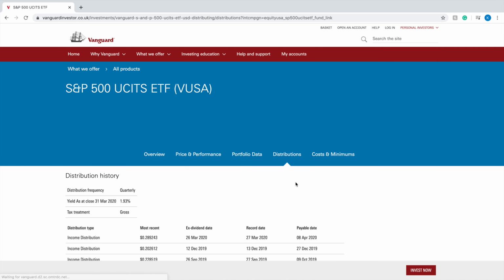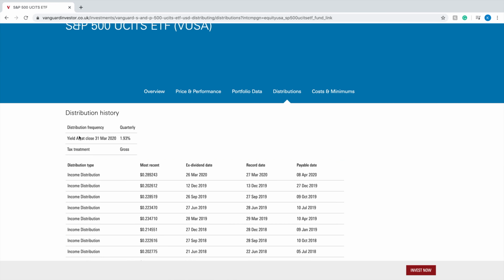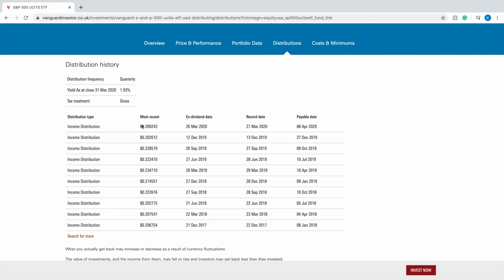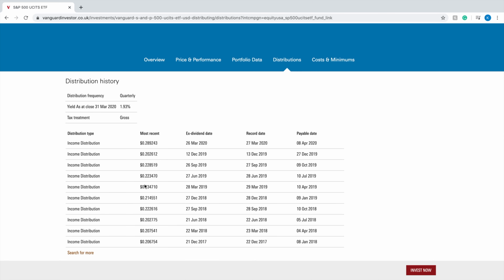We've got distribution here. So this one pays a cash payment every quarter. Now these are in dollars, but they would get converted into pounds if you're a UK investor. So you would simply get a payment in your account that you open with Vanguard, and then you can move that money into your own bank account.